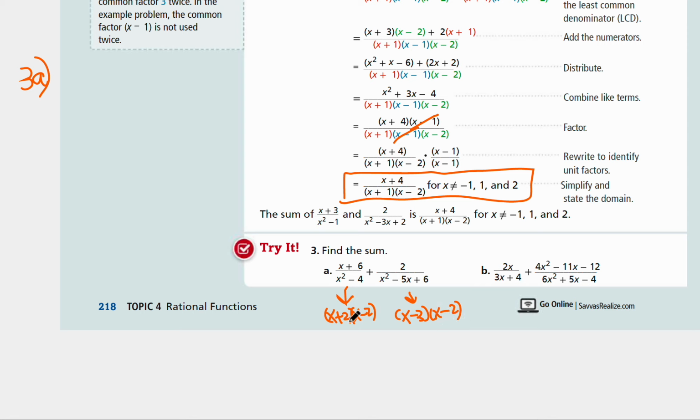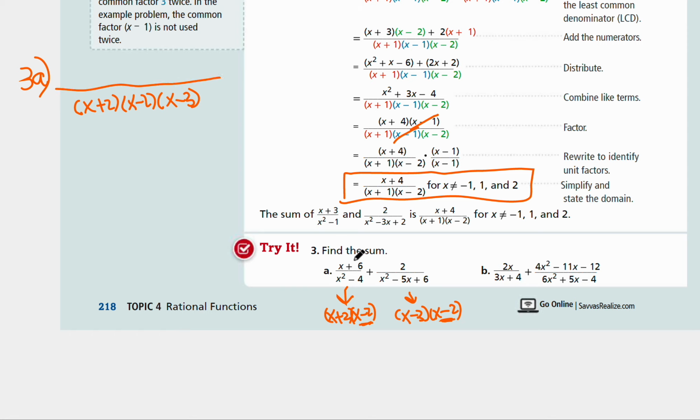So looking at the factors of the denominators for our LCM, we have a repeating factor. Our LCM would just be x plus 2 times x minus 2 times x minus 3. We have x minus 2 as a common factor, so you don't have to multiply that out. You just have to multiply whatever factor you don't have. So the LCM is going to be x plus 2, x minus 2 times x minus 3.